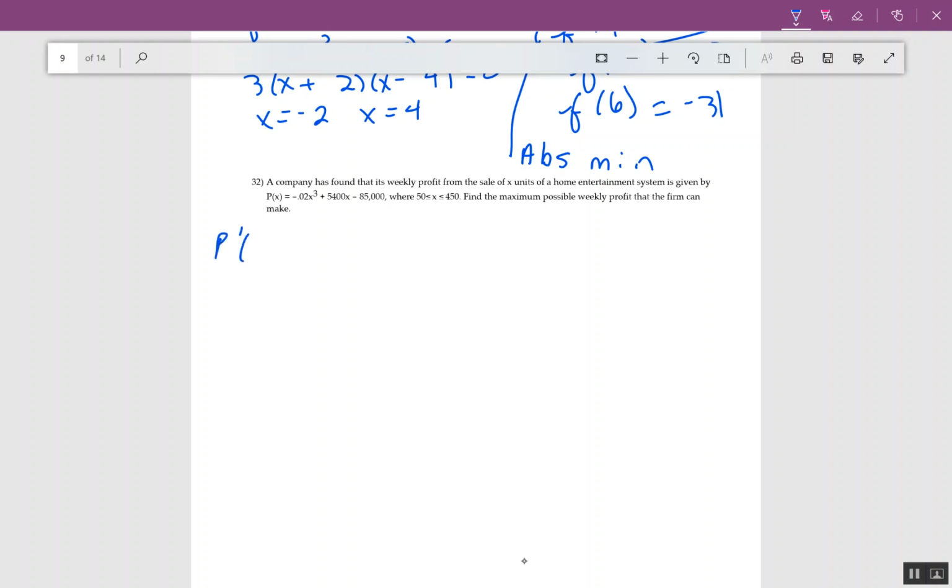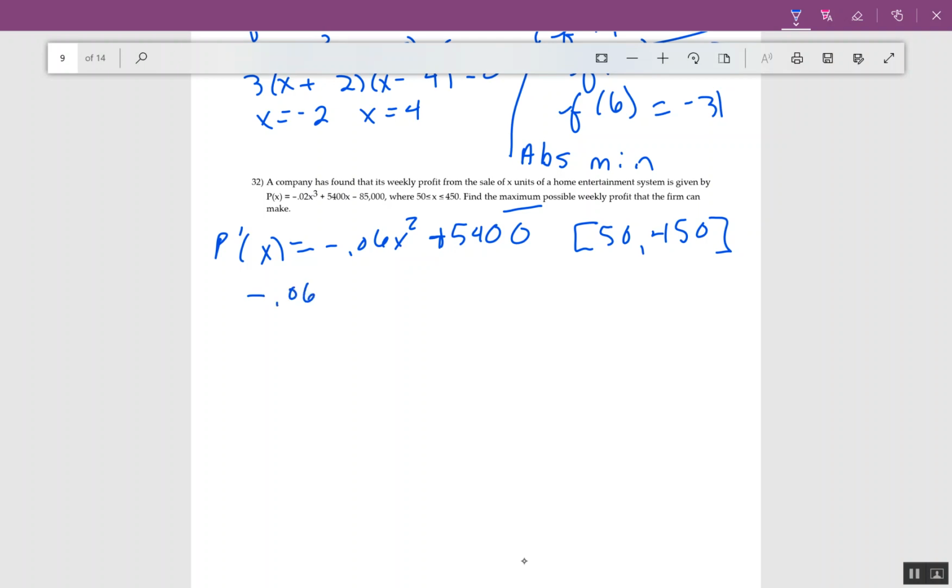So we're going to start with taking the derivative. So I have negative 0.06 x squared plus 5400, and then the 85,000 goes away. I do have a closed interval of 50 to 450. The only big difference I see besides the words between the last one and this one is you only want to know the maximum. We don't want to minimize the profit also, so just the max here. So I'm going to set this derivative equal to 0.